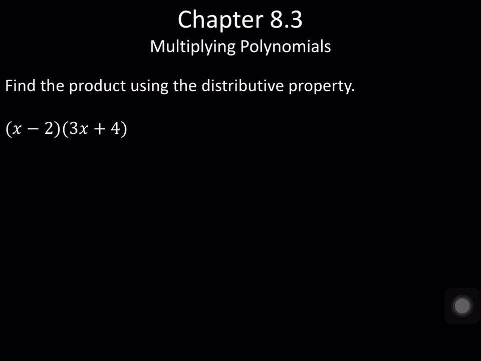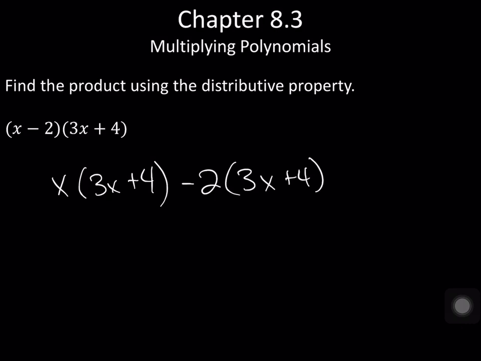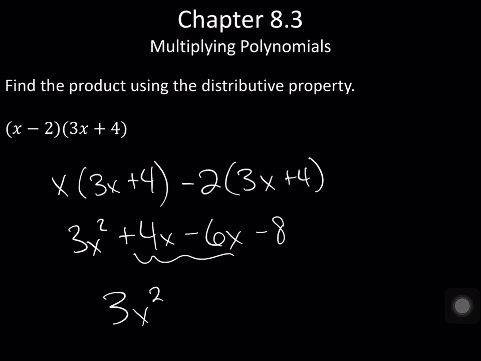All right. So you try one, and we'll check your answer when we're done. The x wants to get distributed, and the minus 2 wants to be distributed. So 3x squared plus 4x minus 6x minus 8. The middle terms are going to come together, and you should have 3x squared minus 2x minus 8 as your final answer.